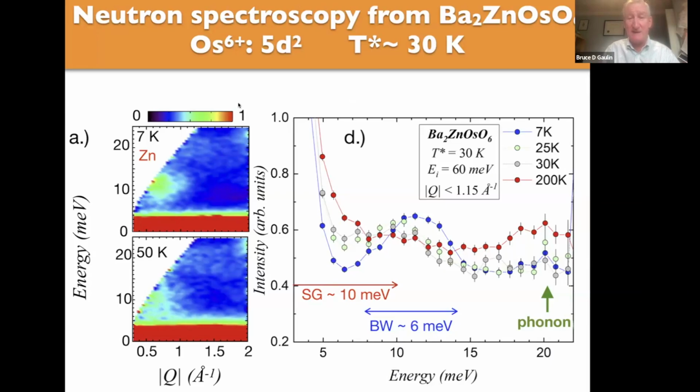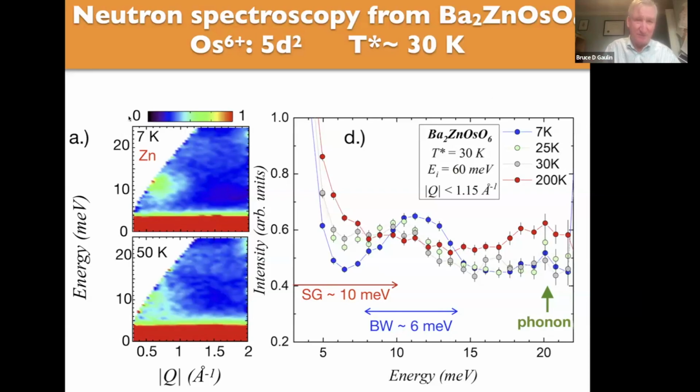So what's shown on the right are just cuts of the data that's shown on the left. So you can see the spin gap in this case, which is something like 10 MeV. The excitation itself has a bandwidth of about 6 MeV, and there's phonons and such that are above that. But you can see the part of the excitation spectrum that's temperature dependent on this temperature scale is the one that's at about 10 or 11 MeV.